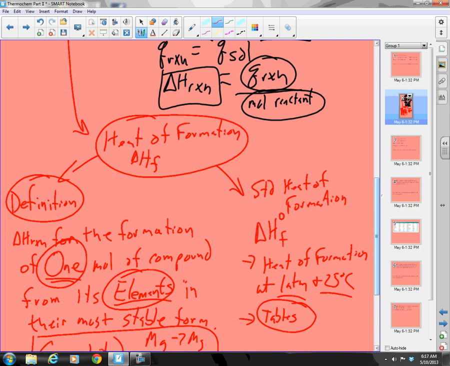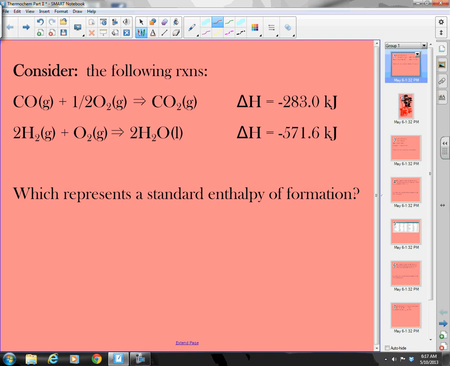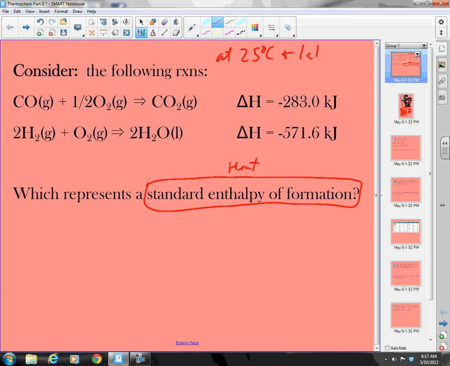But let's go to our question. Consider the following reactions. Okay, I have a couple reactions. I have carbon monoxide going to carbon dioxide. I have hydrogen going to water, right? Which of these represents a standard enthalpy of formation or heat of formation? Good. Well, if it's standard, first what must be true? It must be at 25 Celsius and 1 atmosphere. Let's assume these are at 25 Celsius and 1 atmosphere.